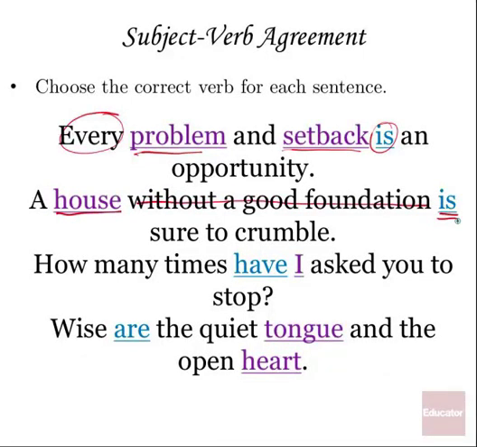How many times have I asked you to stop? Now, this is an inverted sentence because it's a question. So, the verb is have, the subject is I, so we use the singular verb have. I have.